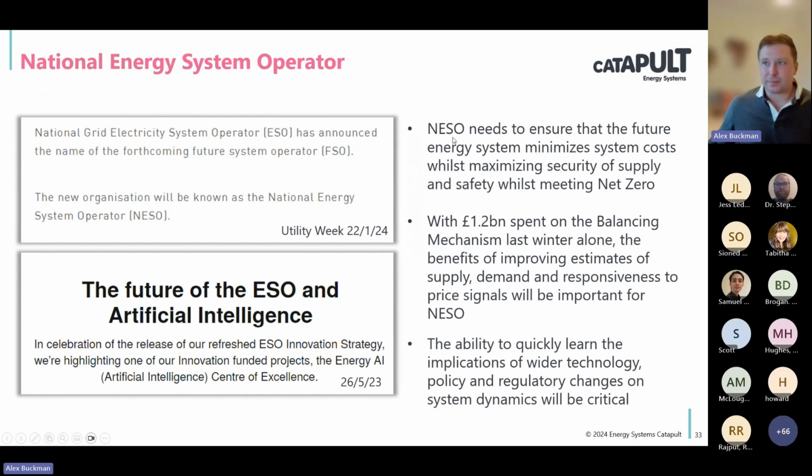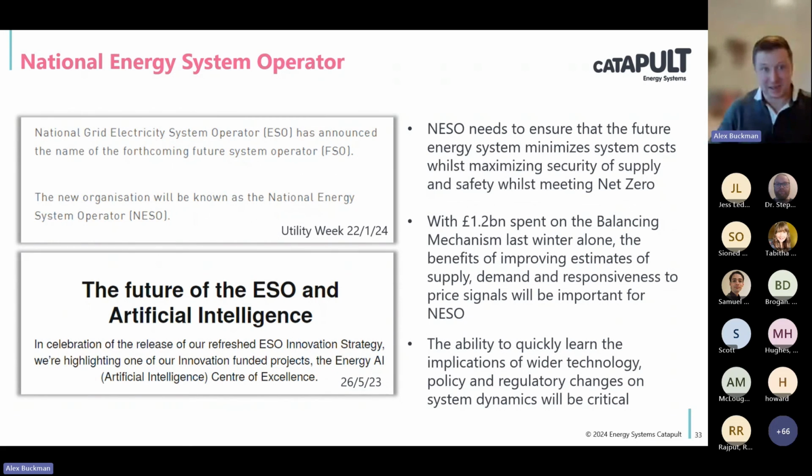And then going up to the national level, if you're not on top of the news, we're moving from what used to be called the National Grid Electricity System Operator, which largely focused on the operation of the electricity system, to what we were calling the Future System Operator. But as of last week, this new organisation will now be known as the National Energy System Operator, NESO. And NESO is basically there to ensure that the future energy system minimises system costs whilst maximising security of supply and safety and meeting net zero.